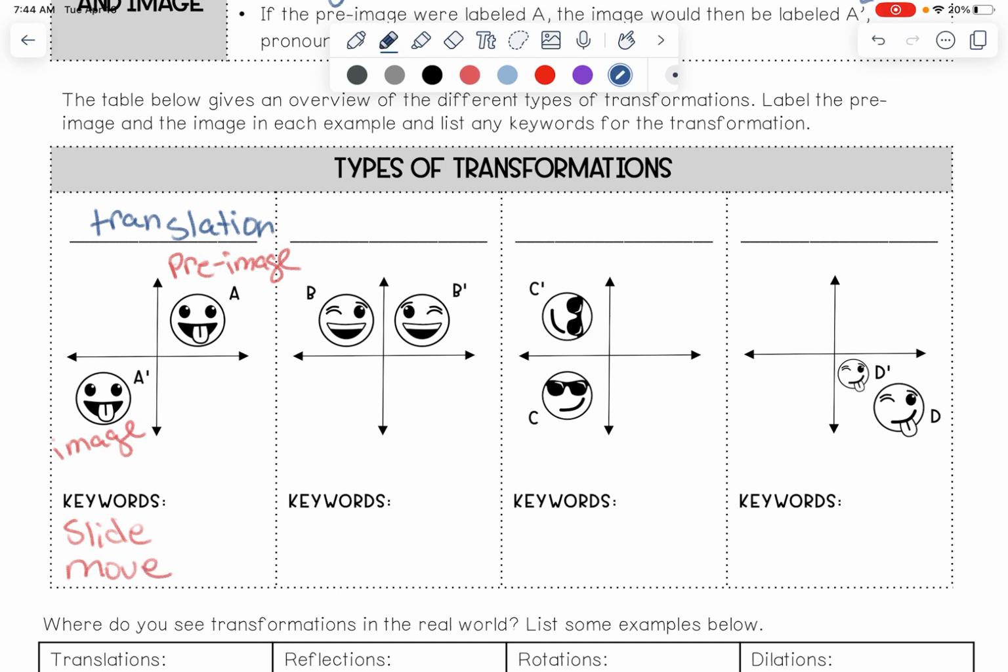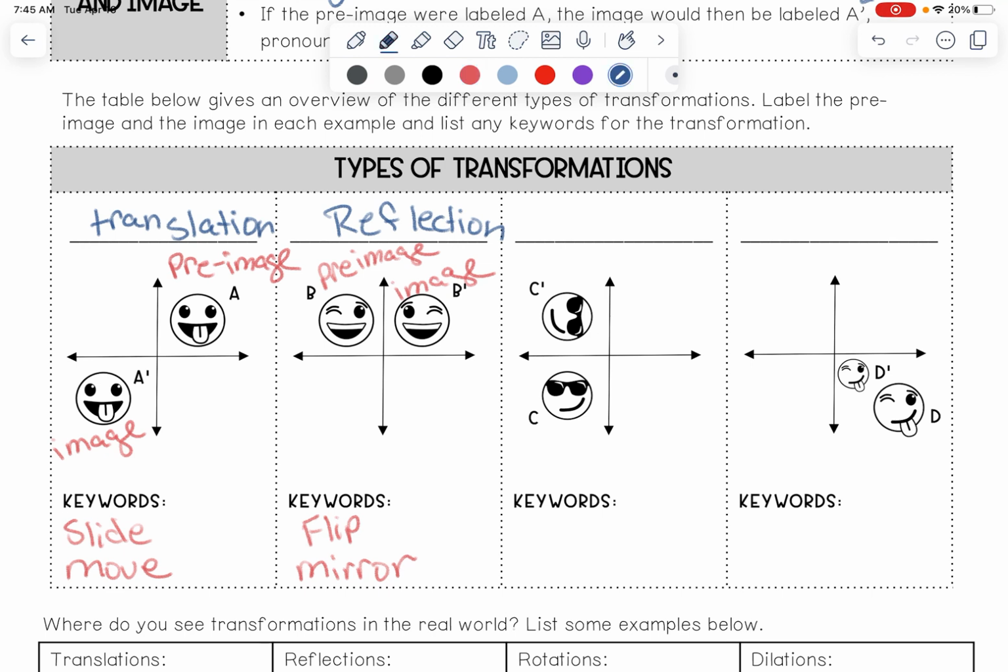The second one is going to be a reflection. So the first part, B, is going to be our pre-image, and B prime is going to be our image. And it's going to be a flip or a mirror. So just like when you look in the mirror, you can see the eyes are on the inside and the winky eye is on the outside. So just like looking in the mirror, or sometimes in our selfie camera, it flips the image.